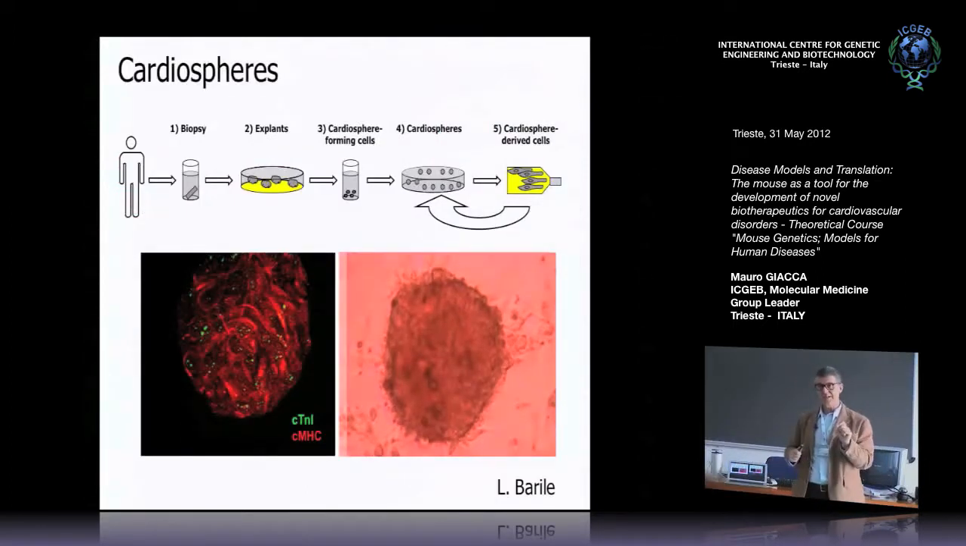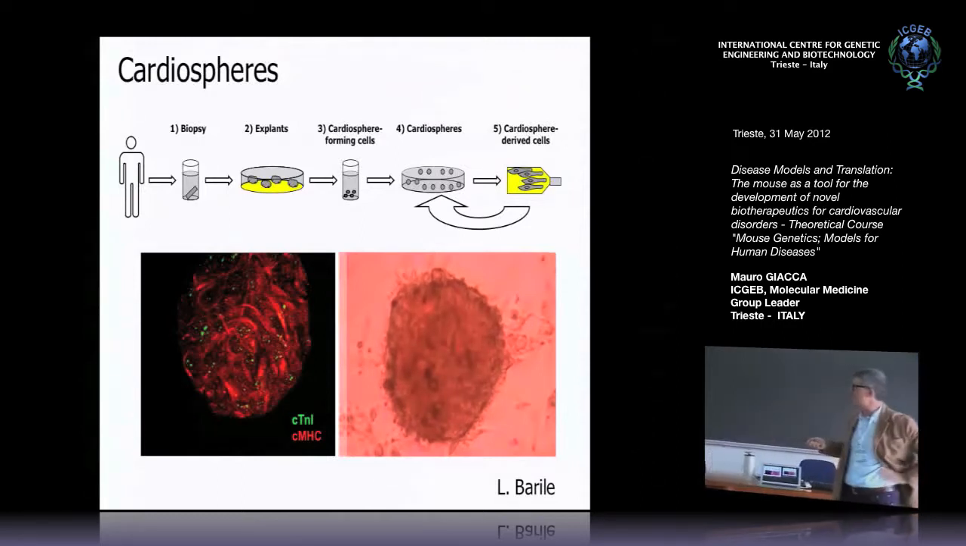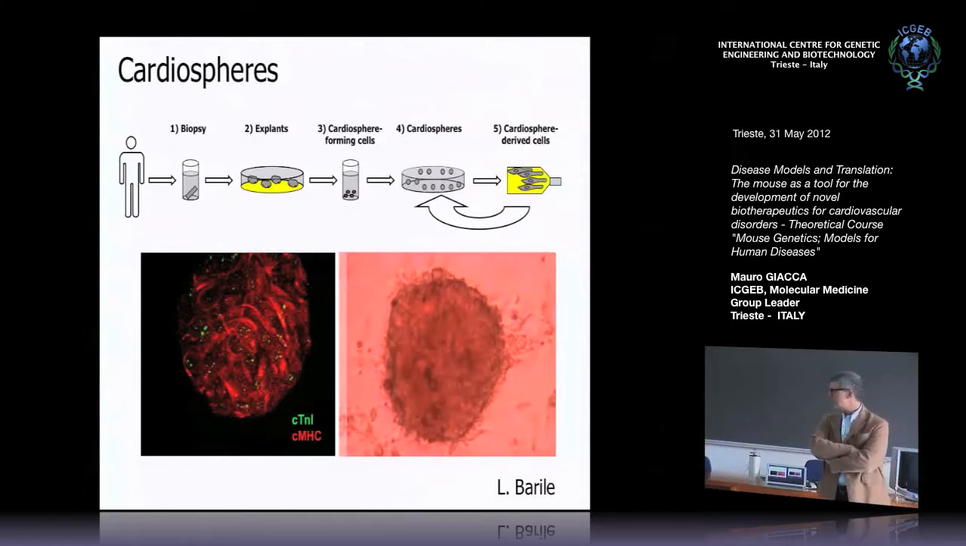The heart certainly contains cells which have a sort of stem cell capacity, because, for example, you can do an experiment of this kind. This is a procedure that Lucio Barile did here in my laboratory, but was invented by an Italian scientist in Rome. And the procedure is very simple. You take a biopsy from the heart of a patient, and then you grow the cells in conditions by which they don't adhere to the plastic, but they are forced to form spheres. And these are called cardiospheres that expand.